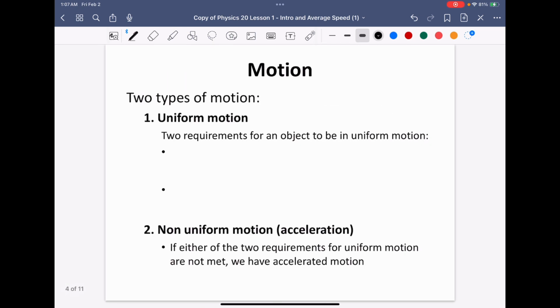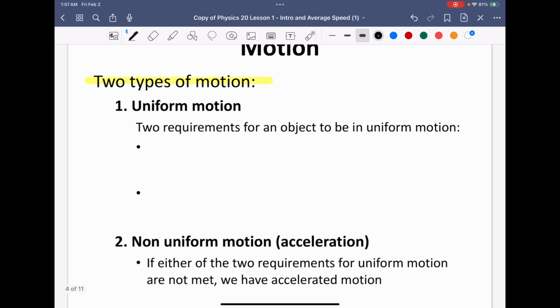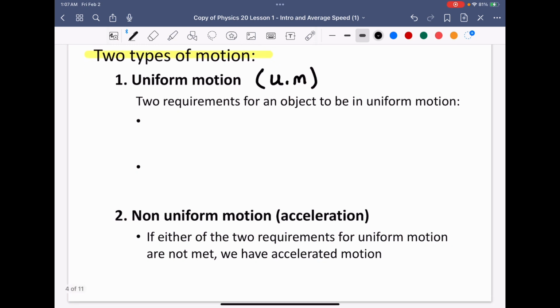Now, one thing we really want to key in on is the two types of motion, and this is huge this semester. The two types of motions that we're going to look at are uniform motion, which I often denote as UM in class. So if you ever see me write UM, that's referring to uniform motion. And there's two specific requirements that make this happen. We have to have a constant speed.